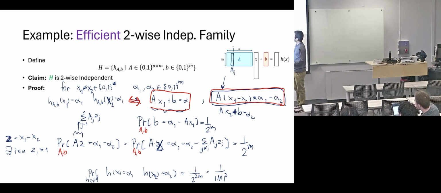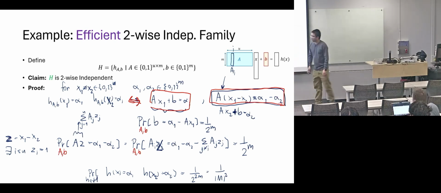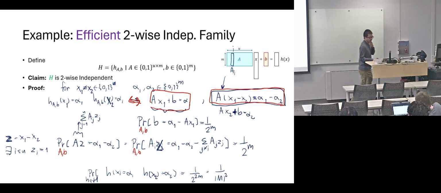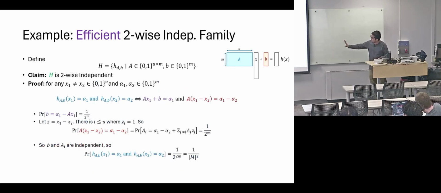Make sense? Okay. So we see that this event happened with this probability, this event happened with this probability, and they are actually independent from each other because A, B is independent from everything here. So the probability that these two events happen at the same time is just this probability times this probability. So it means that we get what we want. I put the calculation here, but I need to move on for now.